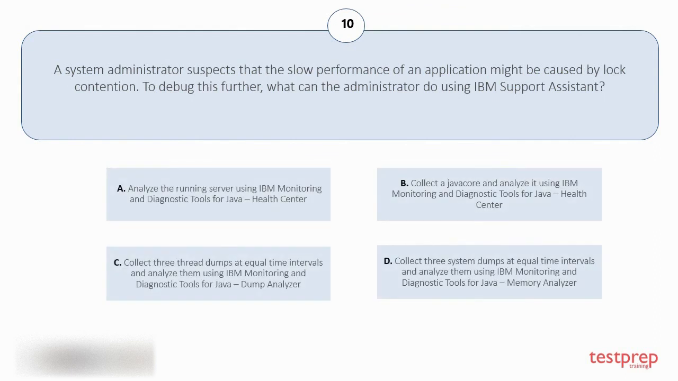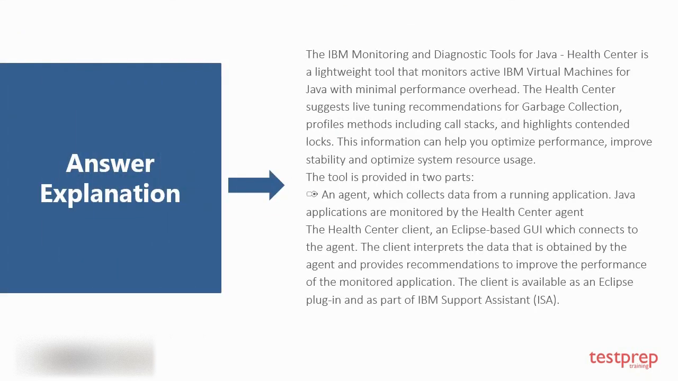Your options are: A. Analyze the running server using IBM monitoring and diagnostic tools for Java, Health Center. B. Collect a Java core and analyze it using IBM monitoring and diagnostic tools for Java, Health Center. C. Collect 3 thread dumps at equal time intervals, and analyze them using IBM monitoring and diagnostic tools for Java Dump Analyzer. D. Collect 3 system dumps at equal time intervals, and analyze them using IBM monitoring and diagnostic tools for Java Memory Analyzer. The correct answer is option A. You can refer the following for the explanation of the answer.